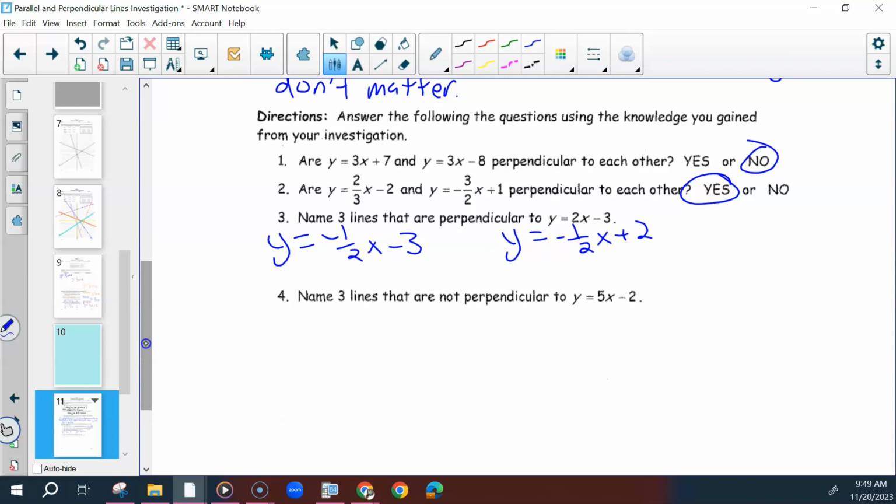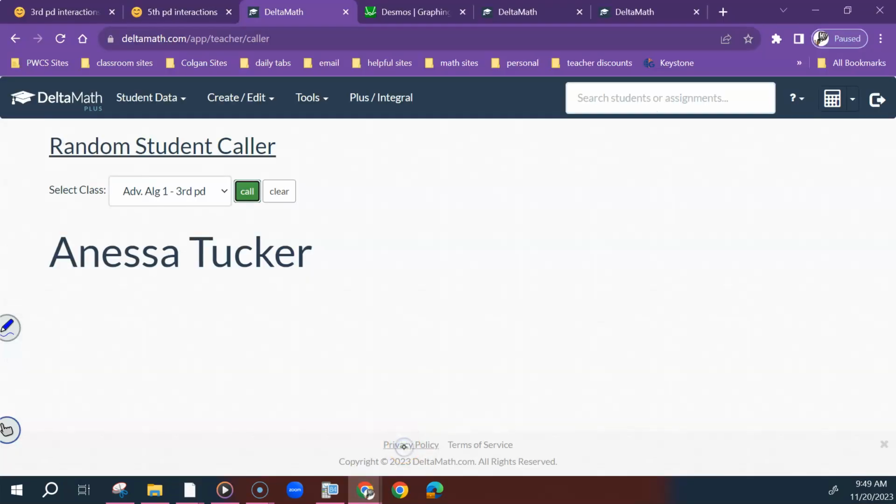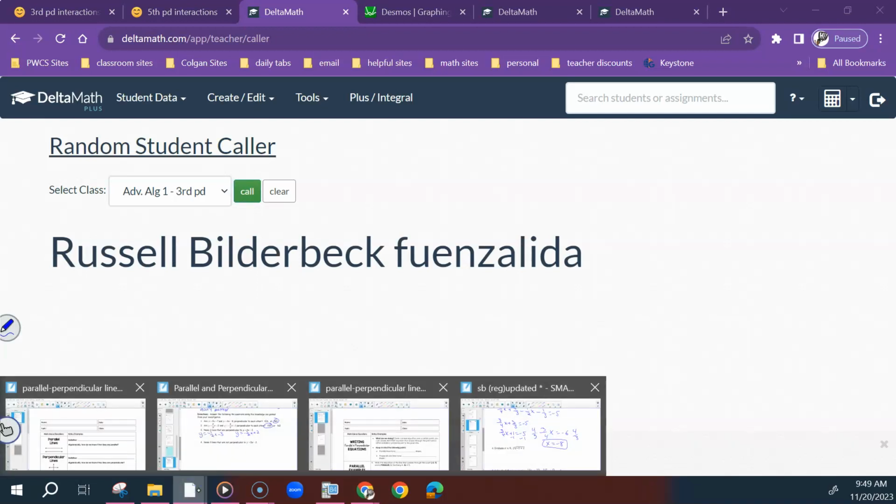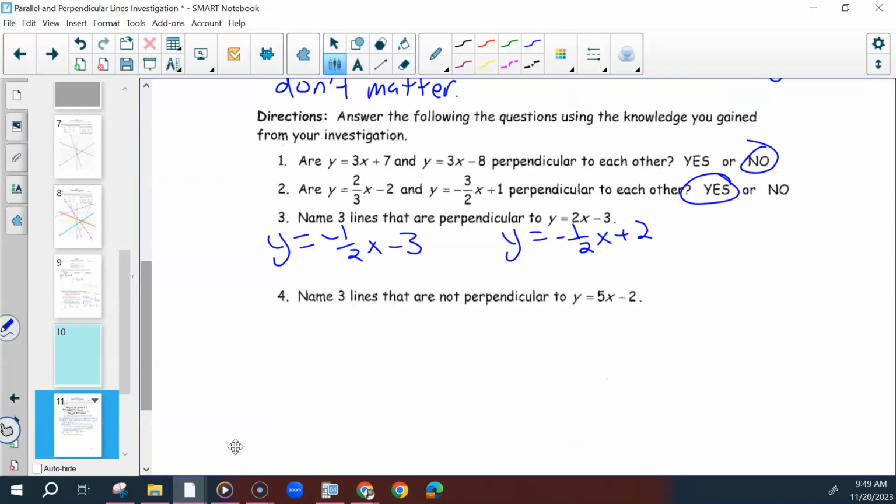Or I can volunteer someone. Someone that hasn't already gone. Russell. Give me another line that's perpendicular to this one. Y equals negative 2x. So it would have to be the same as these. Oh, the negative 1/2 x minus 6.